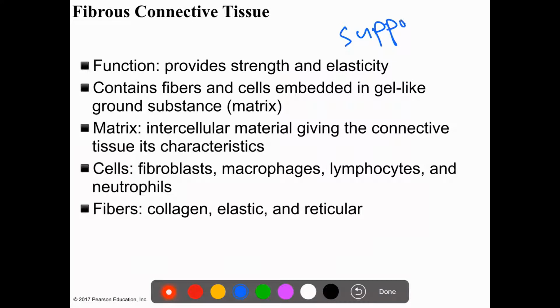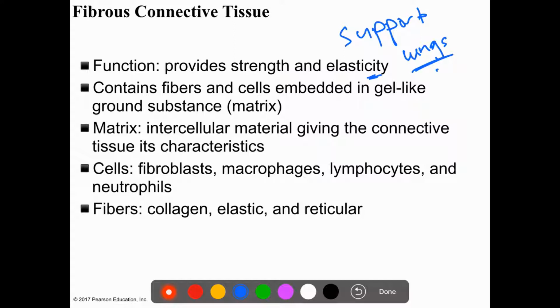For the fibrous connective tissue, they are usually for support. They provide strength and elasticity that will allow organs to maintain their shape and recoil if that shape was changed. What does this mean? For example, think of the lungs. The lungs can expand when we are taking a deep breath, but after that expansion, they have to recoil. They have to return to their original size.